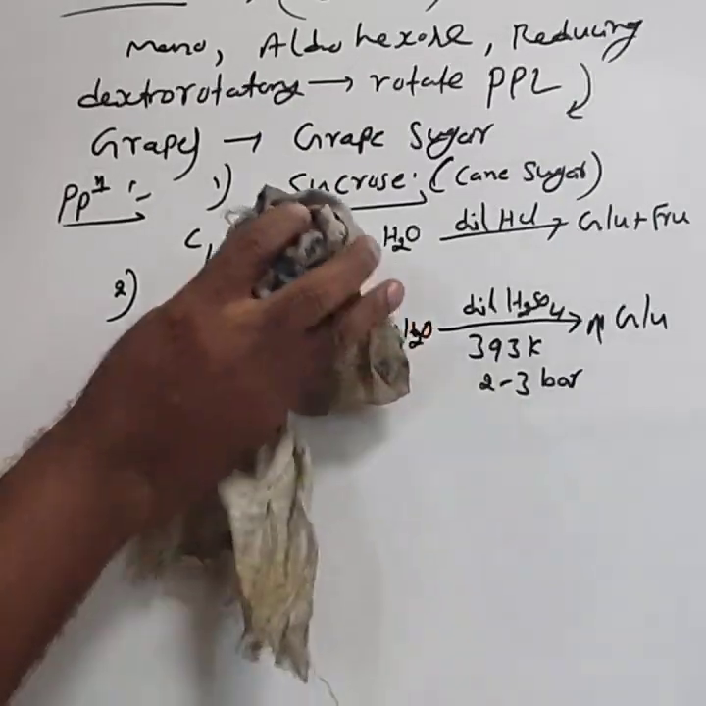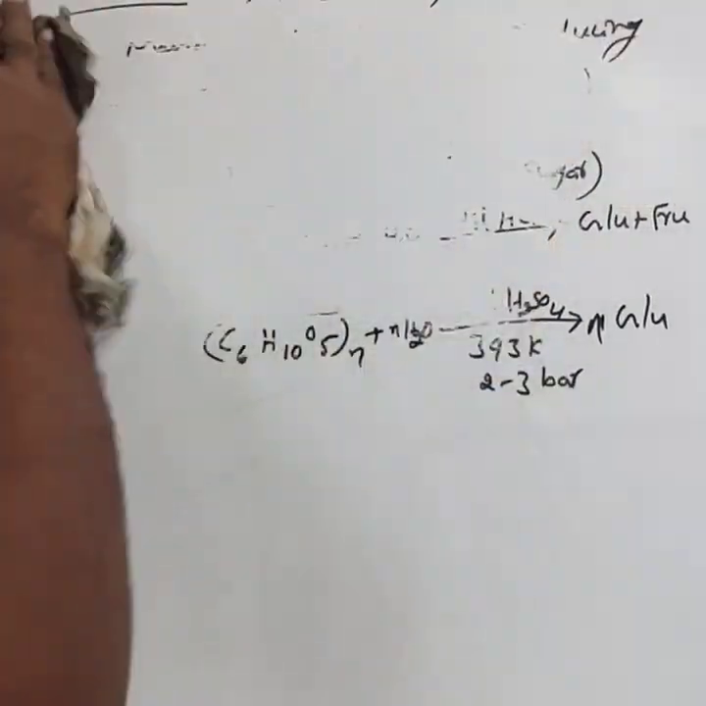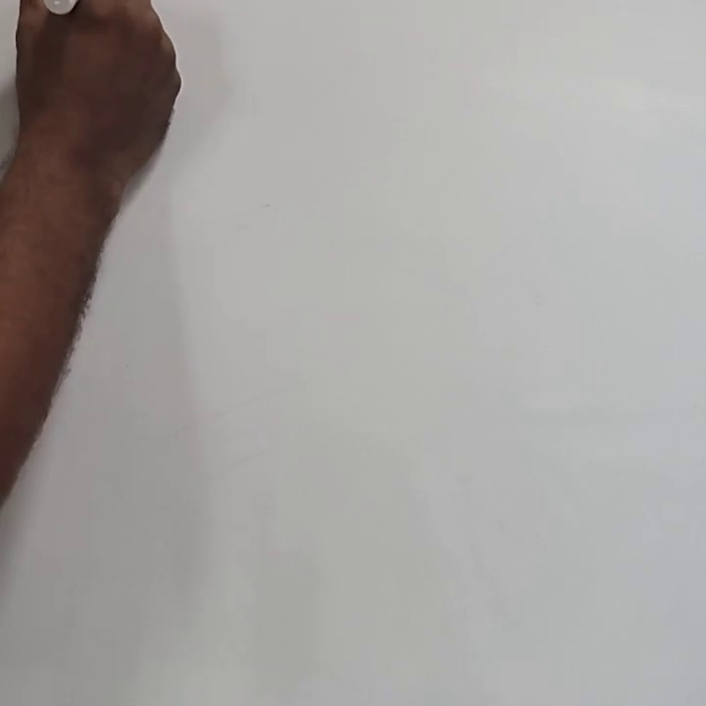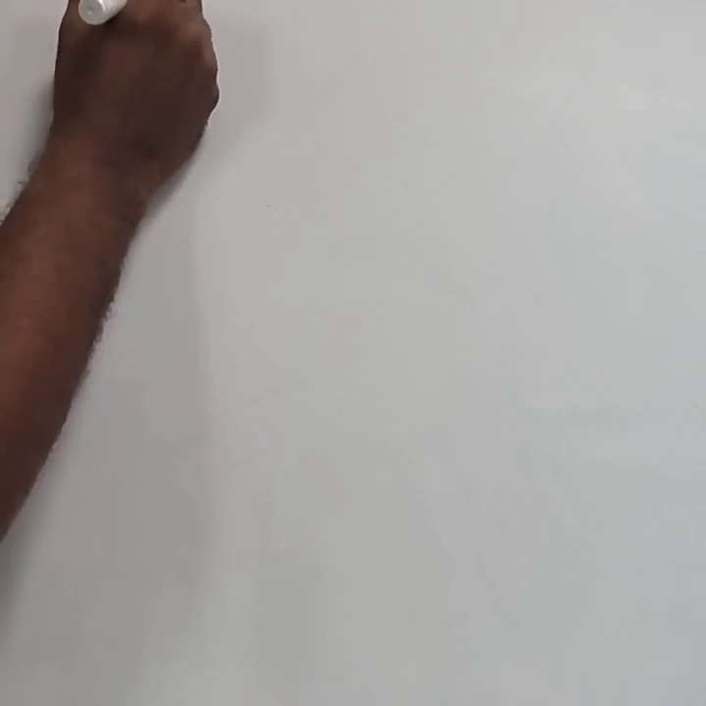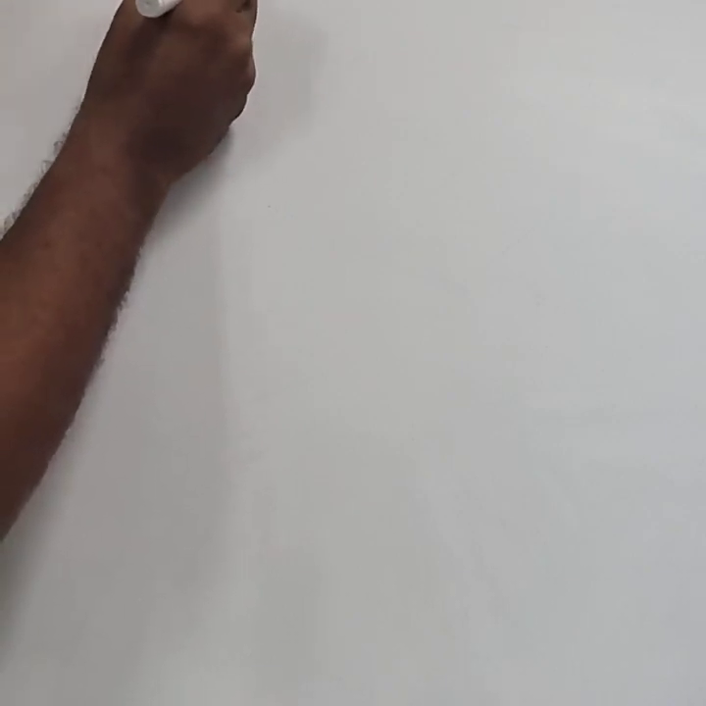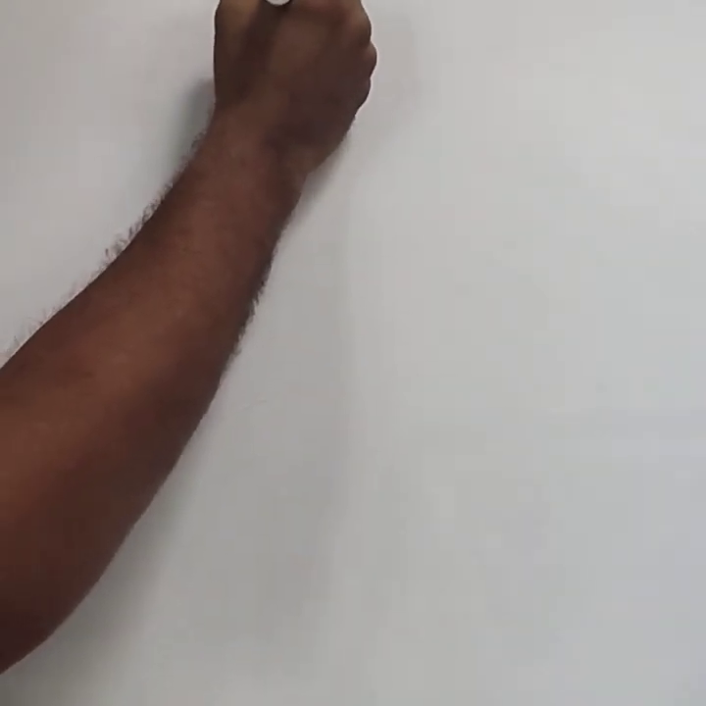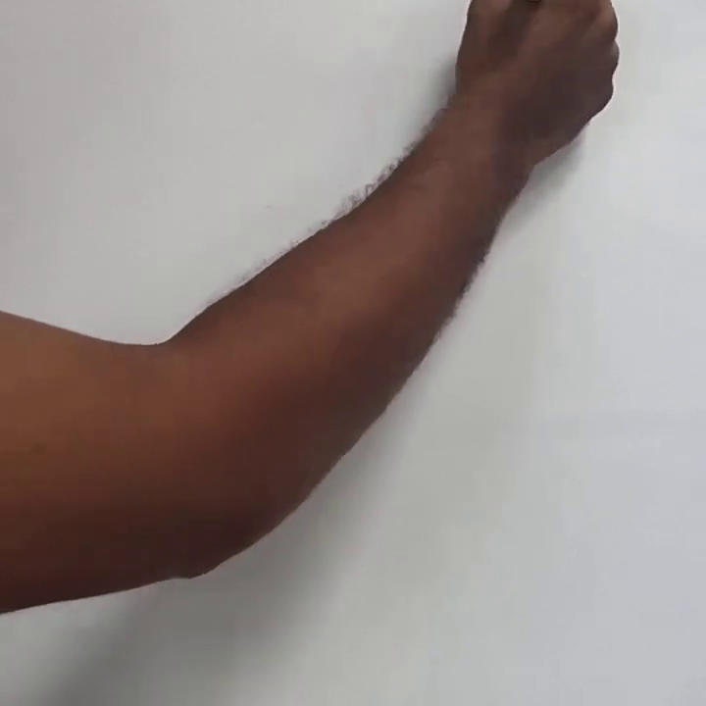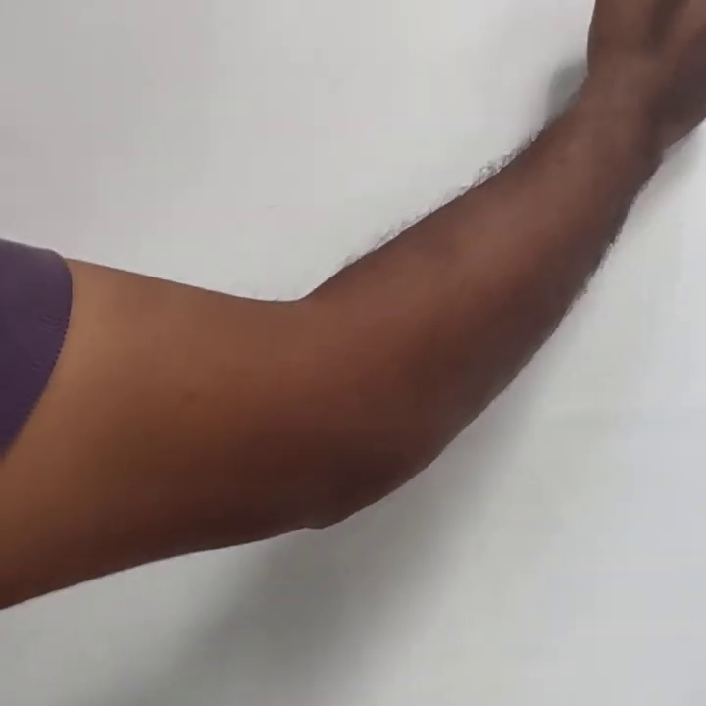Then we study the elucidation of the open chain structure of glucose. That is the next point, elucidation. This is most important. Elucidation of the open chain structure of glucose.